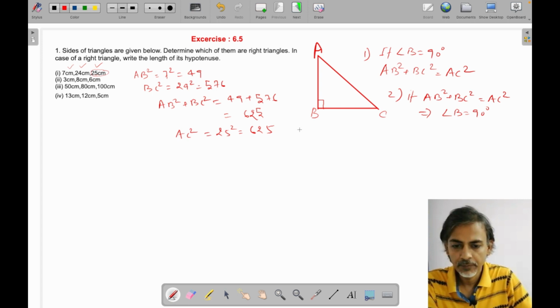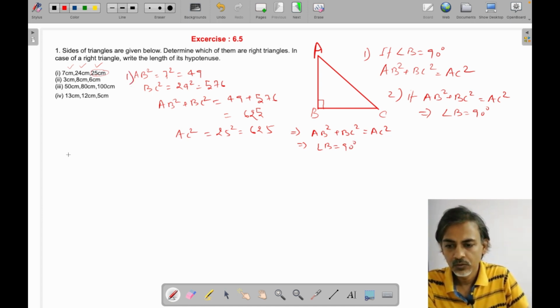So in this case, AB square plus BC square equals AC square. This implies that angle B is 90 degree. So yes, this is your first problem. Now let's take the second one. As we said, the smaller sides we will take as AB and BC. So we'll take AB square equals 3 square equals 9. And similarly, we'll take BC square equals 6 square, which is nothing but 36. Now we'll calculate AC square, which is nothing but 8 square, which is 64.